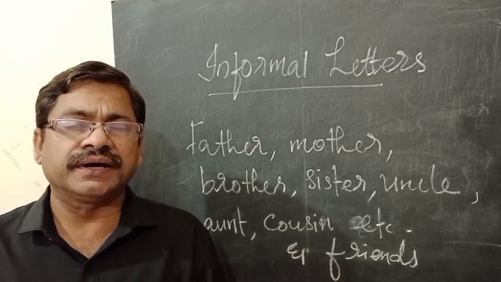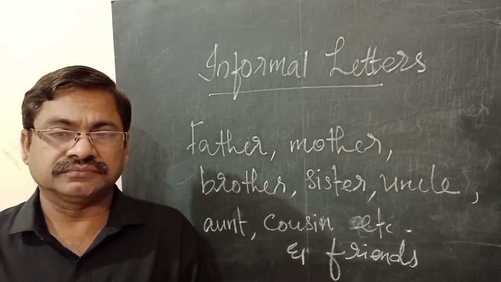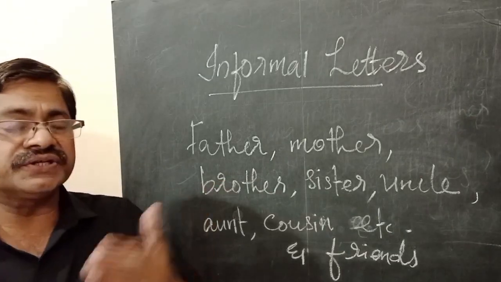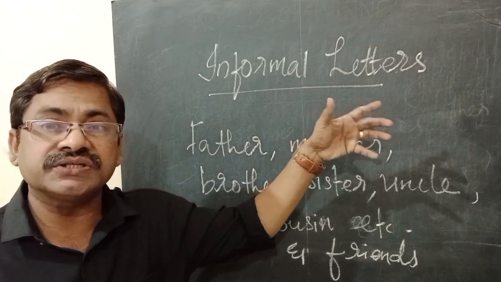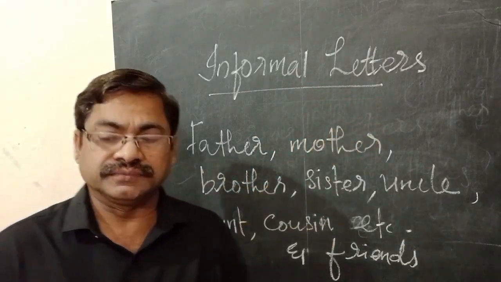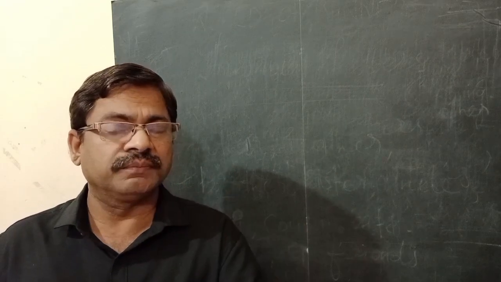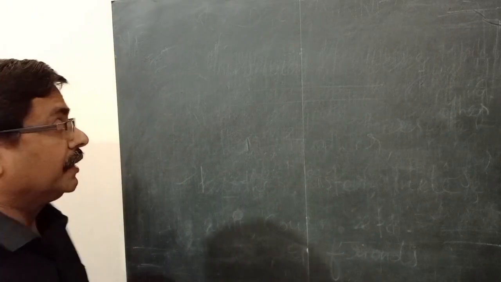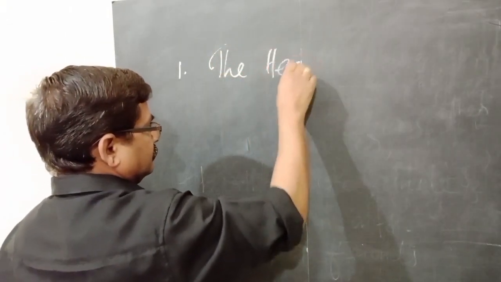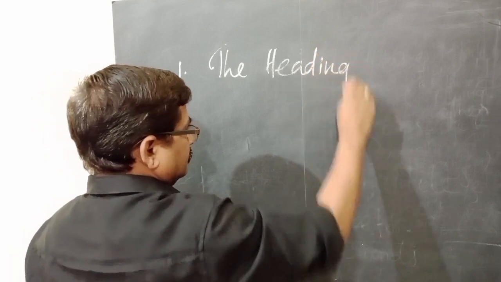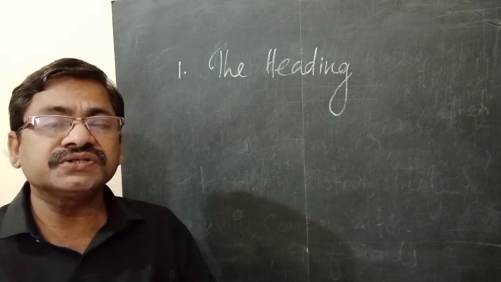What are the parts of an informal letter? How can you prepare an informal letter? Now let us study the parts of an informal letter. The first part of the informal letter as well as the formal letter is the heading. The heading of the letter, that is the first part.